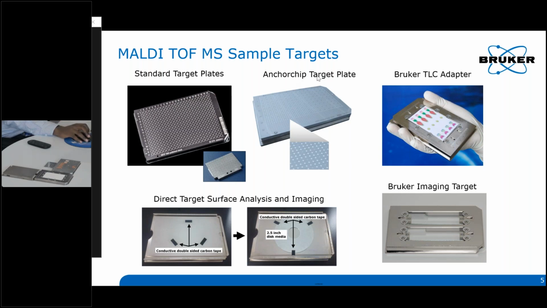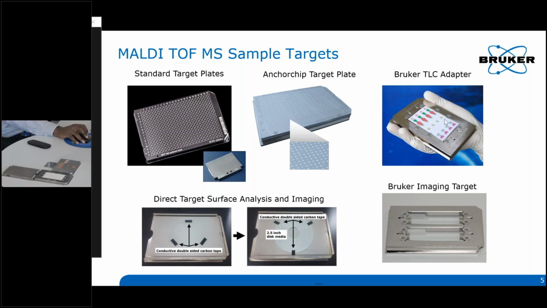And then next up, we have the Inca chip target plate, which helps you concentrate your sample in a very small surface area. What that does is increase the sensitivity by several orders of magnitude. In cases where you weren't able to see anything, you spot it onto the Inca chip target plate, and you get a much better signal from it.